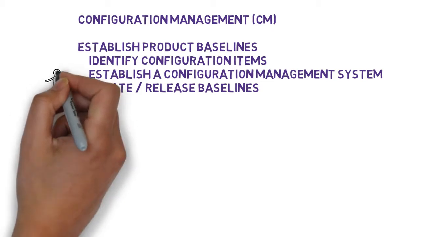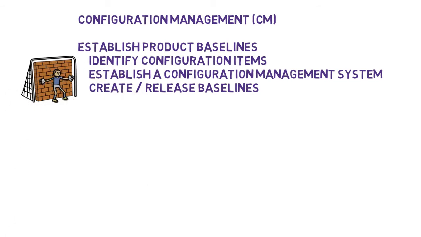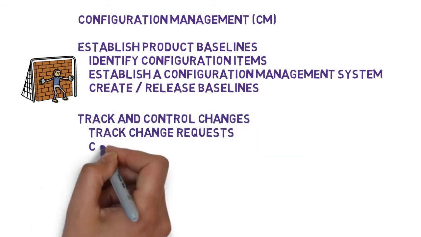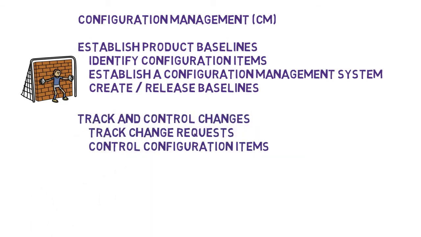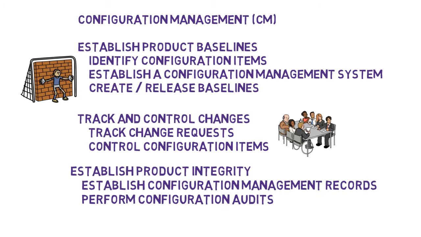That involves identifying the key artifacts you'll put under formal control, putting a system in place to manage the changes, and creating baselines when needed. The second part is to track and control changes, usually through a formal or informal change control board, and we want to make sure that our history is visible and that the configuration we end with is the right one.